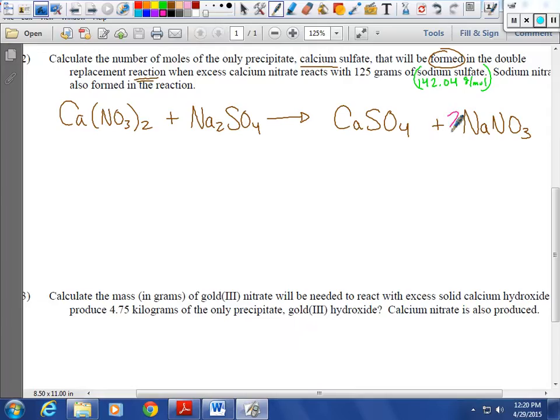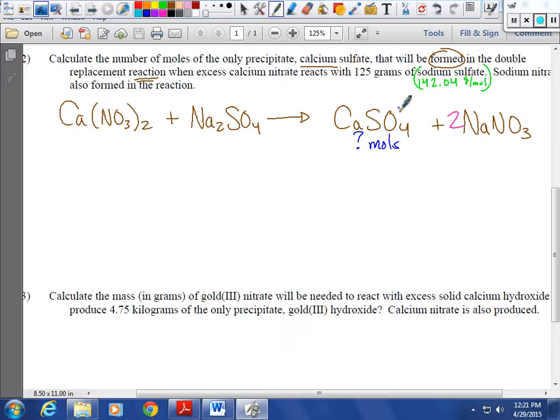The 2 in front of AgNO3, right? That's all I need. All right, and then so let's kind of look at the problem now. It says calculate the number of moles. So I know that I need moles of calcium sulfate. So here's my question. I need moles of that thing.